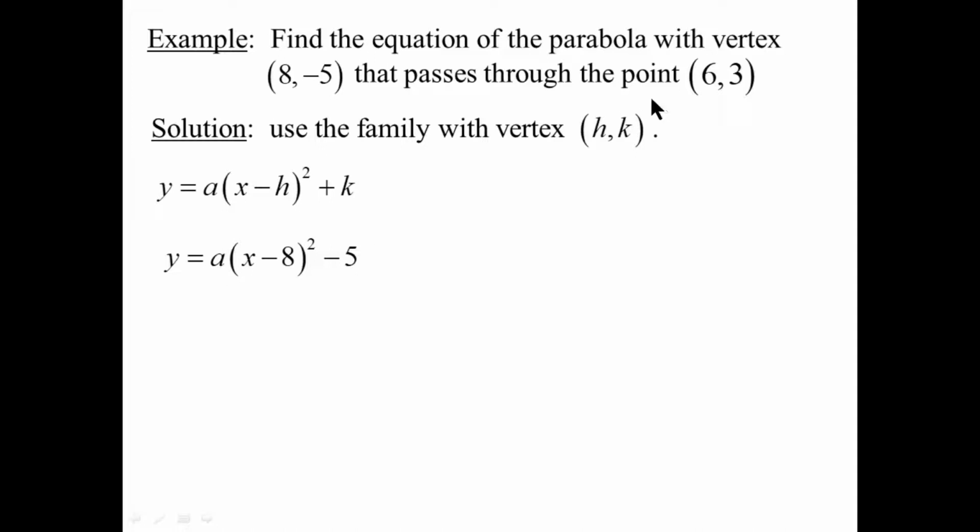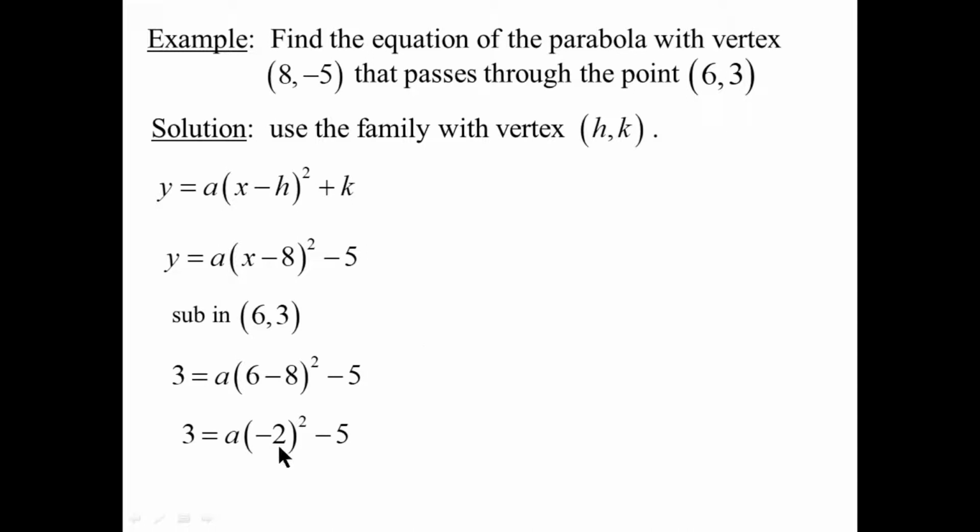Now, to find out what a is, all we need to do is plug this point in. y will be 3, x will be 6. Doing the arithmetic, 6 minus 8 is negative 2. Negative 2 squared is 4, so this will say 3 equals 4a minus 5. Dragging the minus 5 over, making it plus 5, 3 plus 5 is 8, and now dividing by 4, a equals 2.